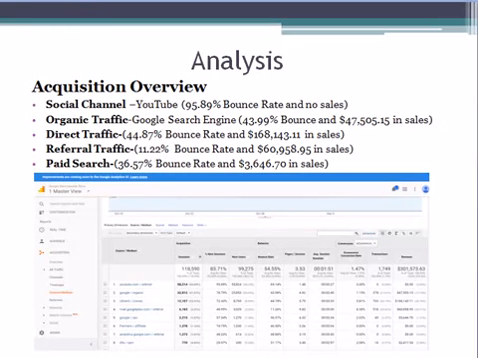The organic traffic, Google search engine, brought in a lot of sales, as you can see, $47,505.15. And direct traffic was third, referral fourth, paid fifth. As you can see, the last four brought in sales. Social didn't. It's really interesting to see that. So why didn't it bring any sales when it brought in the most traffic?